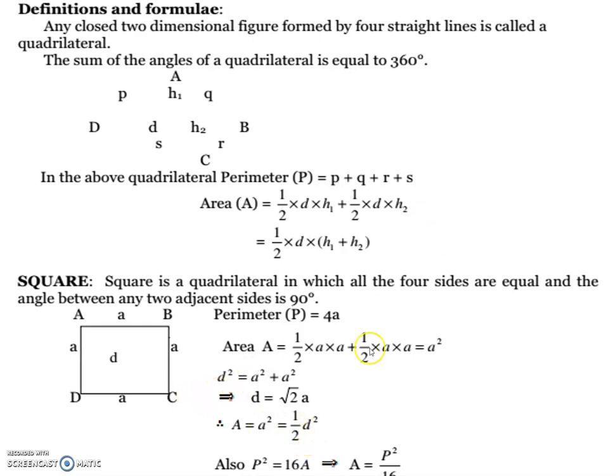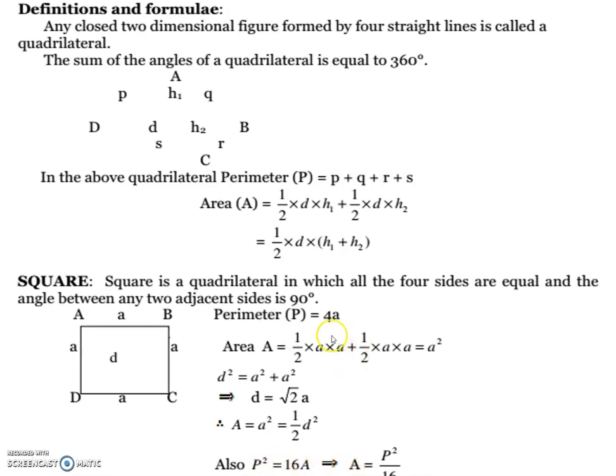Now adjacent sides here represent that a square is a quadrilateral with all 4 sides equal. That's why we take A as the common side and D as the diameter. That's why we have the formula for the quadrilateral: A square equals 1 upon 2 D square. P square is equal to 16A.